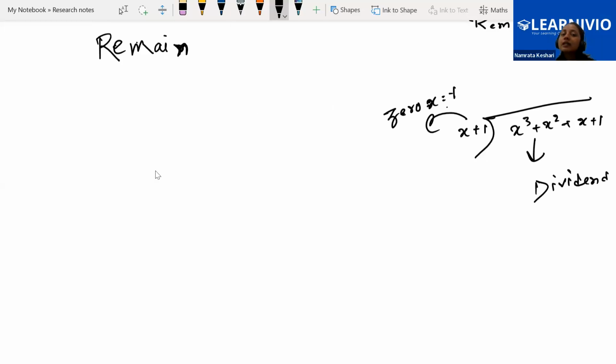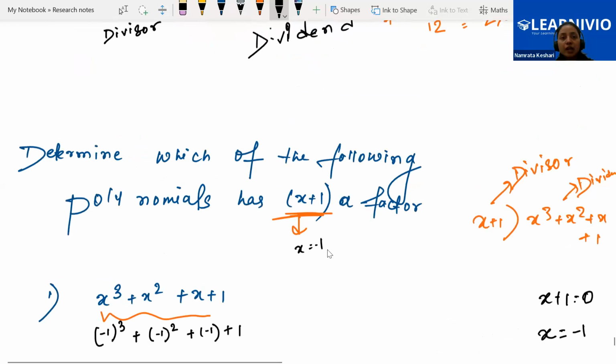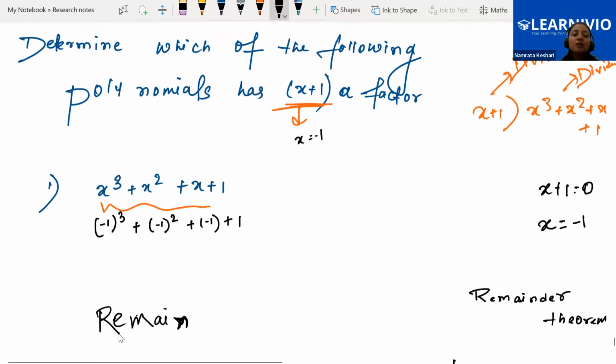Okay, now let's focus on the question. It says determine which of the following polynomials has x plus 1 as a factor, and 3, 4 polynomials are given in the question. So one by one, we will take out the zero of this x plus 1 and put it in our polynomial and solve it. Let's solve it. Can you tell me, Farhan, what are we going to have from here? Please solve it quickly and let me know.